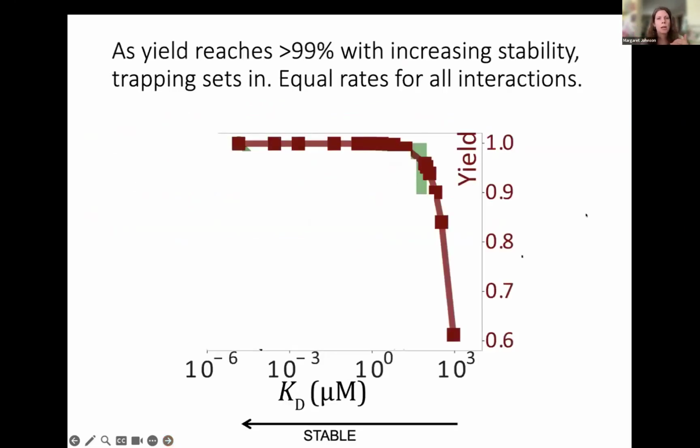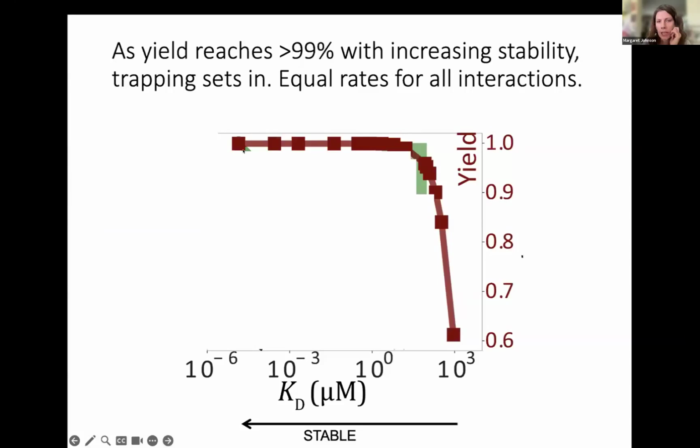Okay, so first, how do we get the system to become kinetically trapped? So what I'm showing here is a hopefully clear presentation that as you stabilize the system, so the KD is a measure of how strong the interaction is, we're making it more stable, the yield goes up to 100%.